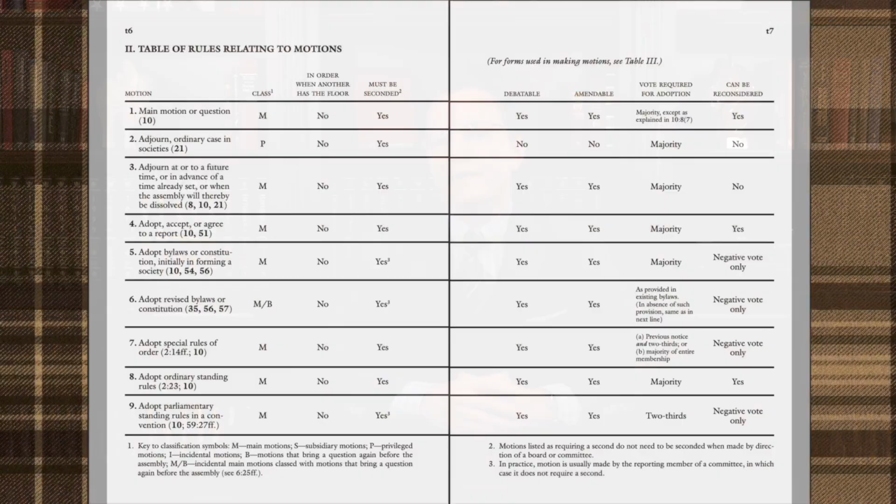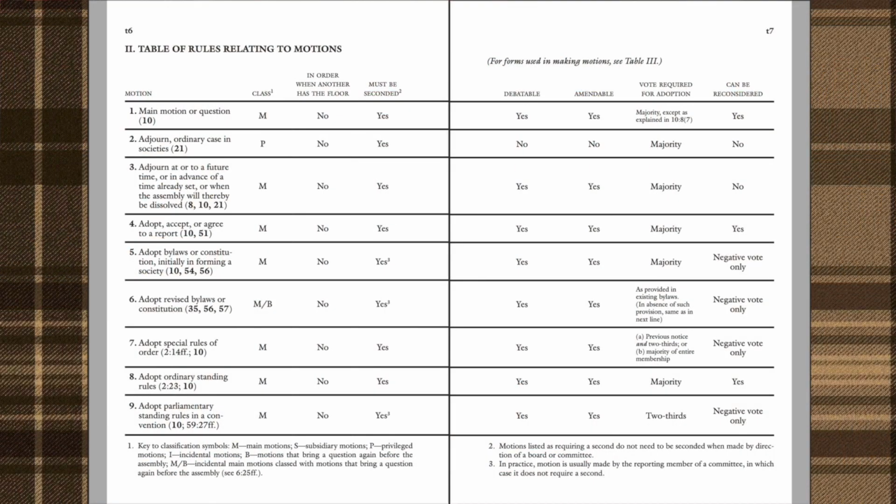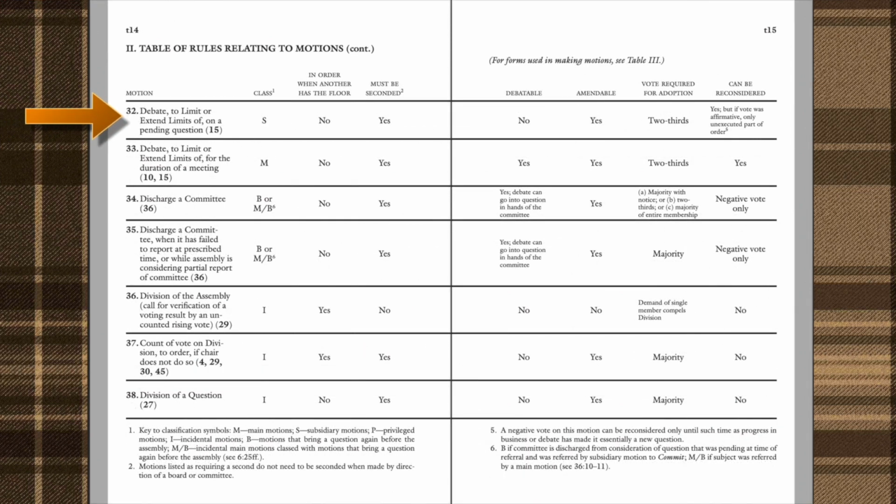Now, the first motion in the list is the main motion, because everything starts with the main motion. But after that, every motion on the list appears in alphabetical order. So let's say we want to know whether a motion for division of a question is in order when another has the floor. This motion proposes that the pending question be divided into 2 or more parts, each to be considered separately. So, do I have to wait my turn to make this motion, or can I make it while another has the floor? Well, we simply look up division of a question on the table of rules relating to motions. So we'll flip to the D's and work our way to division of a question.